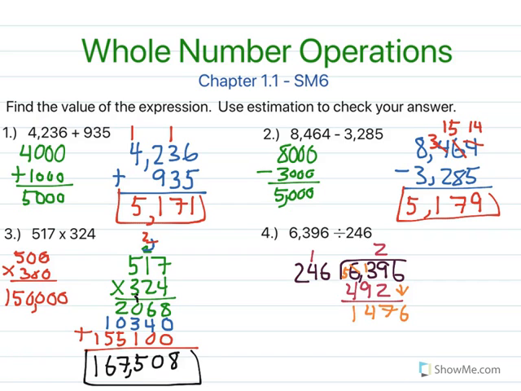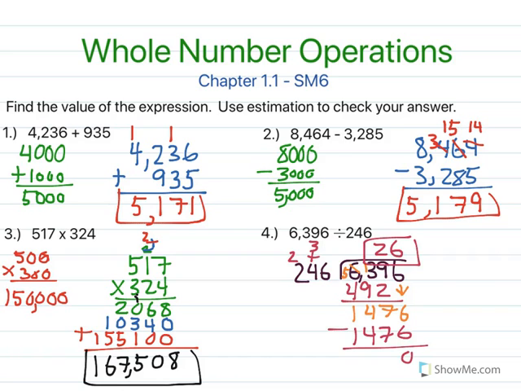So I'm going to try the 6. So 6 times 6 is 36. Good sign. Carry my 3. 6 times 4 is 24, plus 3 is 27. Carry my 2. 6 times 2 is 12, plus 2 is 14. I subtract, and I get 0.